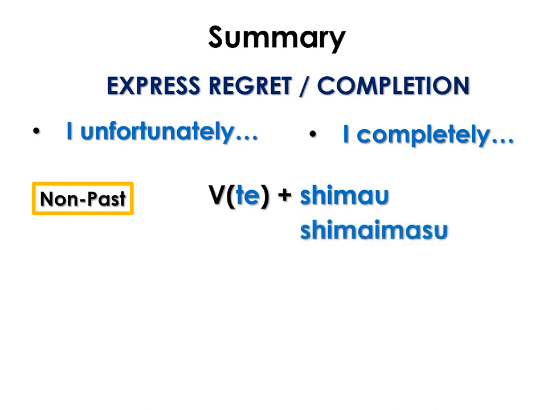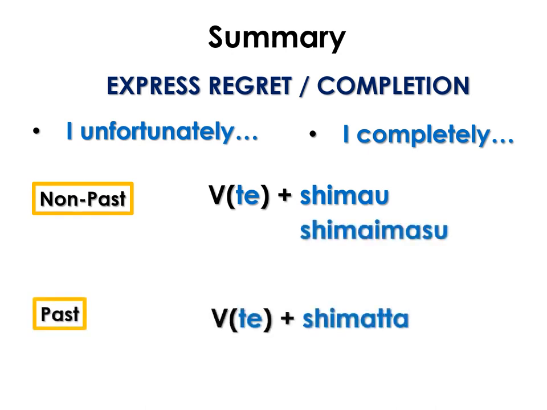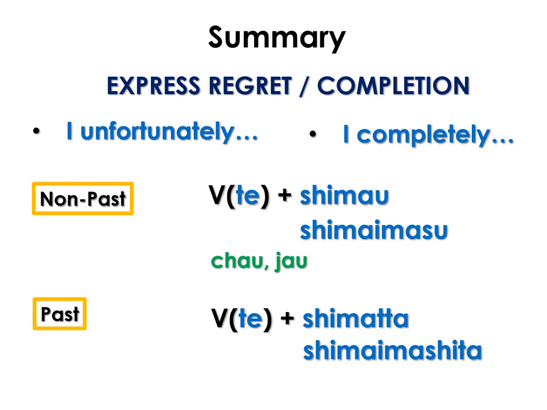And we say te-shimaimasu for formal. As for the past tense, we say te-shimatta for plain and te-shimaimashita for formal. Te-shimau abbreviates to chao and de-shimau shortens to jiao in plain style language. And te-shimatta shortens to chatta or jatta.